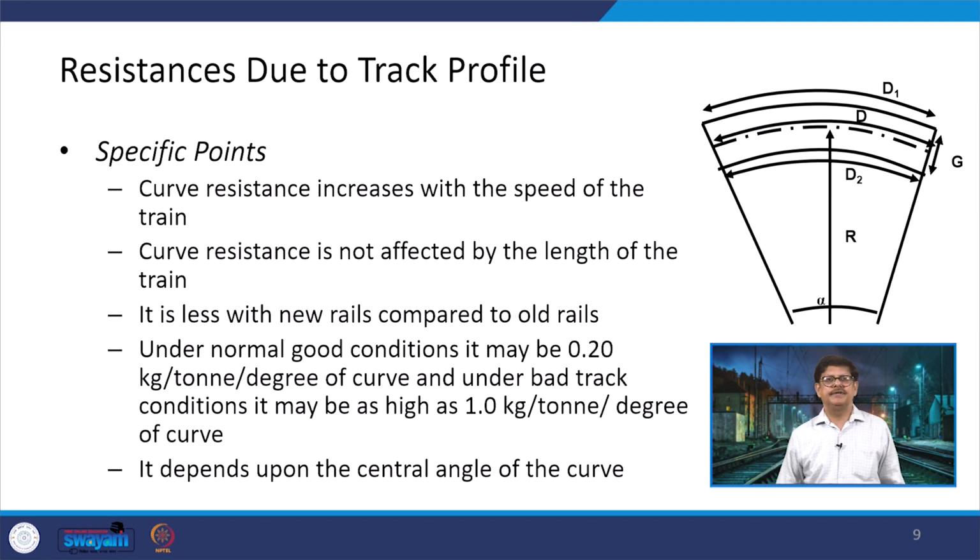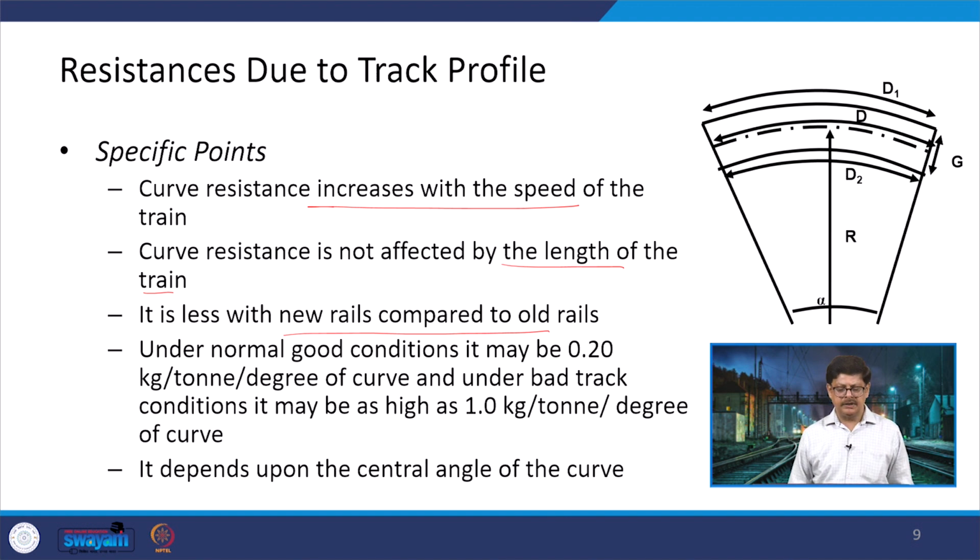Now, some specific points with respect to these curve resistances. The curve resistance increases with the speed of the train. Another one is that the curve resistance is not affected by the length of the train, because it is going to be affected in the bogie form. Whatever bogies have been provided below the wagons, the size of the wagon is not big, so the length is not going to make a difference here. It is less with new rails as compared to old rails.